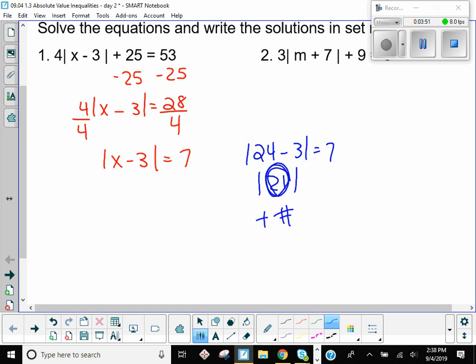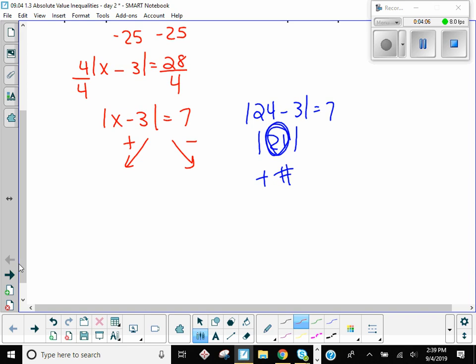So the only 2 things that could possibly work here are negative 7 and positive 7, right? And that's why we set up these 2 equations where I say you need a positive version and a negative version. One has positive 7 for the constant and one has a negative 7. How do I change the stuff inside the bars? You don't. You do not change them.